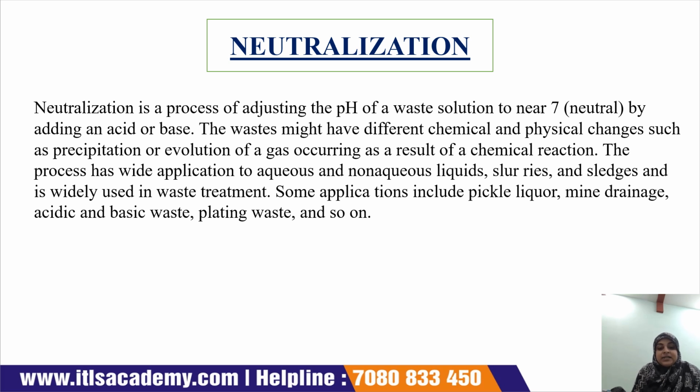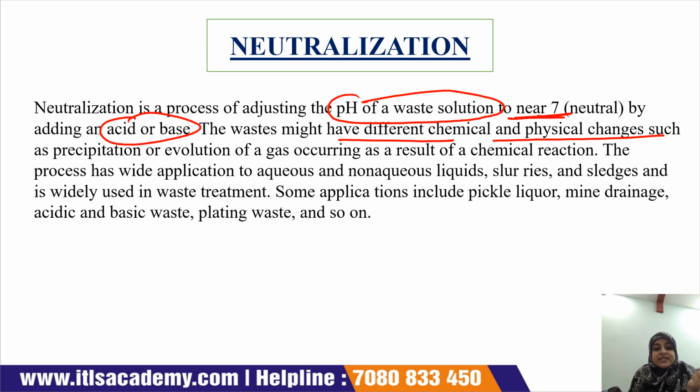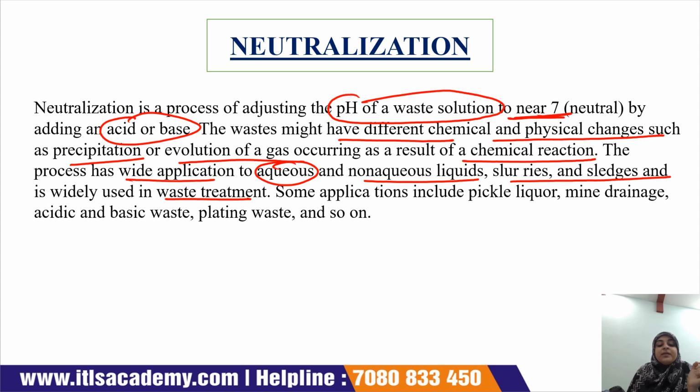Now the next is neutralization. This process is used for adjusting the pH of the waste solution to near 7. When we have to adjust the pH of the waste solution to near 7, then we use this neutralization method, and for this purpose we use either an acid or a base. These wastes might undergo different chemical and physical changes like precipitation and evaporation of gas, which occur as a result of the chemical reaction. This process has wide application to aqueous and non-aqueous liquids, slurries, and sludges, which is why it is widely used in waste treatment plants.